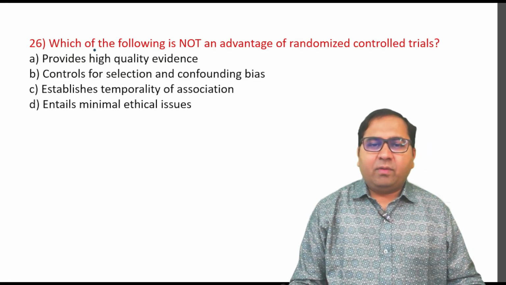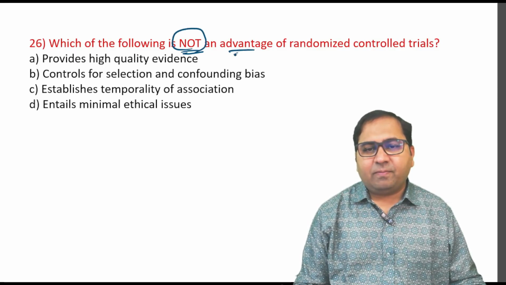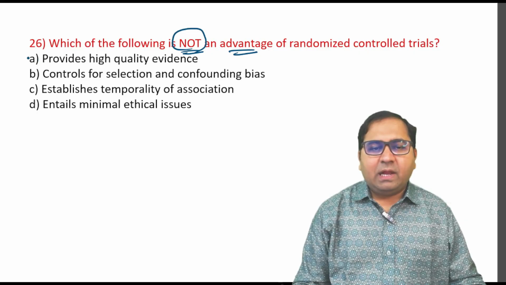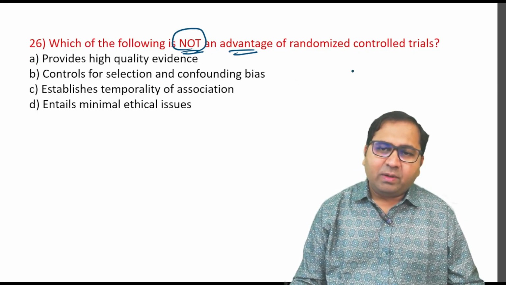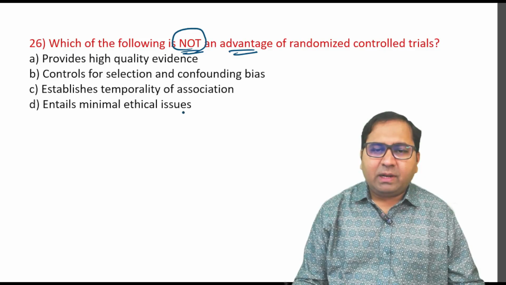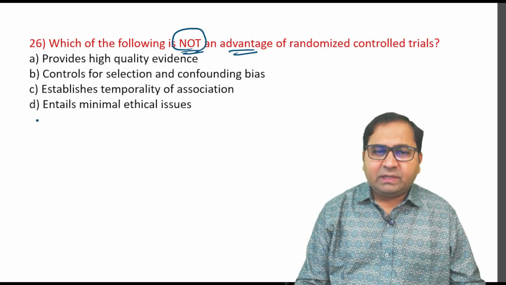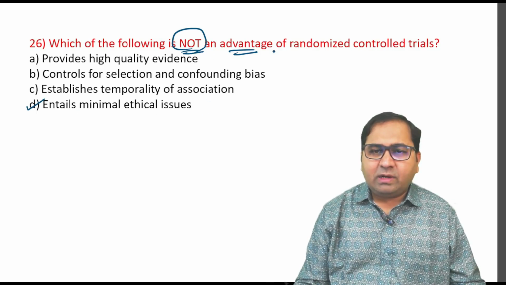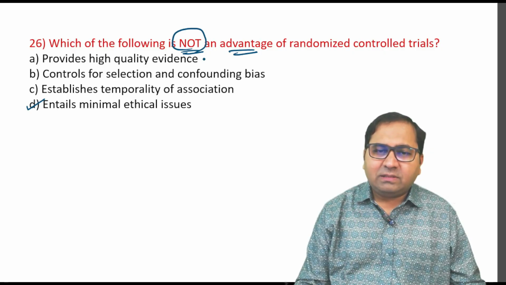Next question. Which of the following is not an advantage of RCT? The options are A, it provides high quality evidence, B, controls for selection and confounding bias, C, establishes the temporality of association, or D, entails minimal ethical issues. So what is not an advantage of RCT? The answer for this question is option D, that is, entails minimal ethical issues is not an advantage of RCT. Whereas provision of high quality evidence, yes.